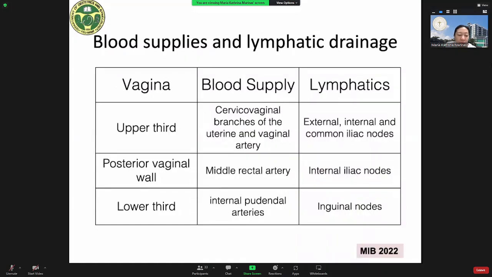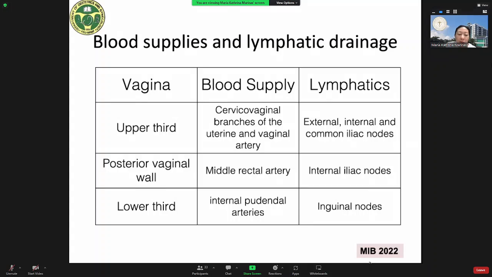Okay, so let's mention the blood supply. As we said, the vagina has an abundant blood supply. The proximal part of the vagina is served by the cervical vaginal branches of the uterine and vaginal artery, whereas the posterior vaginal wall is supplied by the middle rectal artery and the distal walls by the internal pudendal arteries. At each level, the vessels supplying each side of the vagina course medially across the anterior and posterior vaginal wall and form a midline anastomosis.